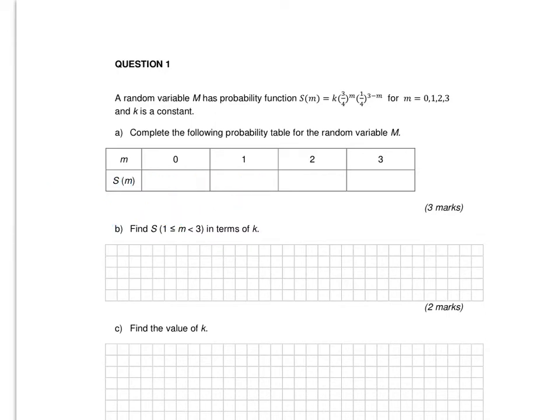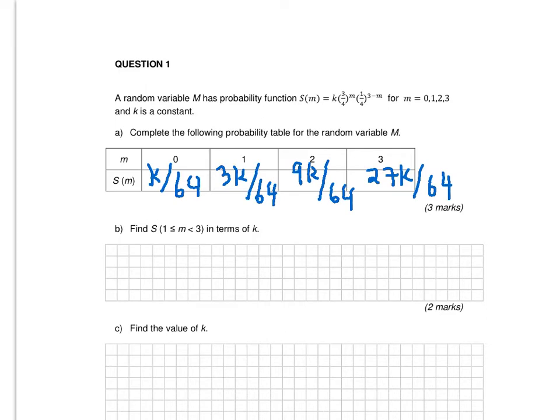Putting in the value of k over 64 first for m equals 0. For m equals 1, we have 3k over 64. For m equals 2, we have 9k over 64. For m equals 3, we have 27k over 64.